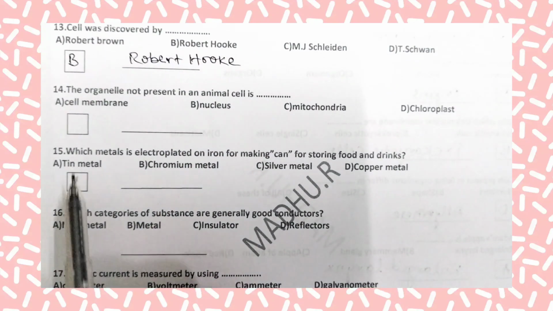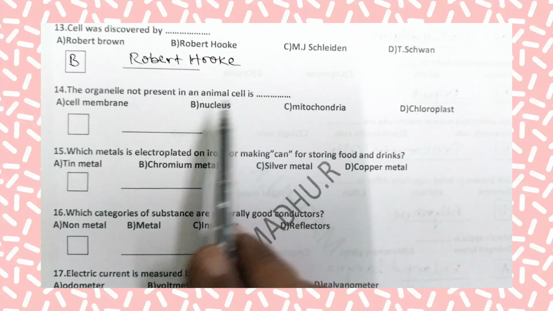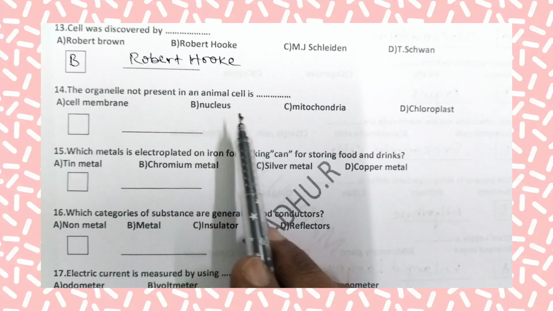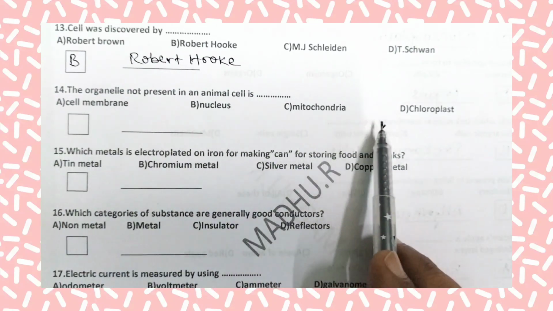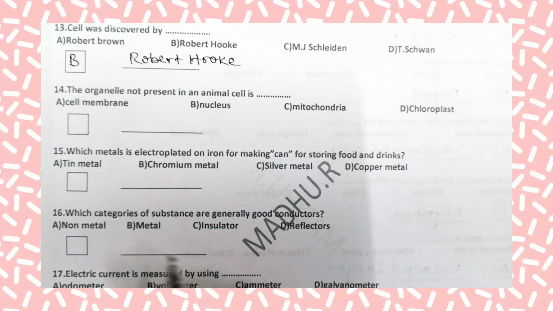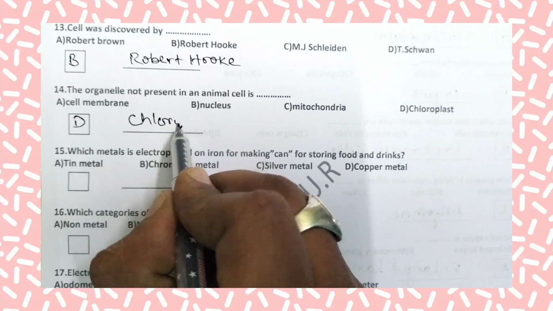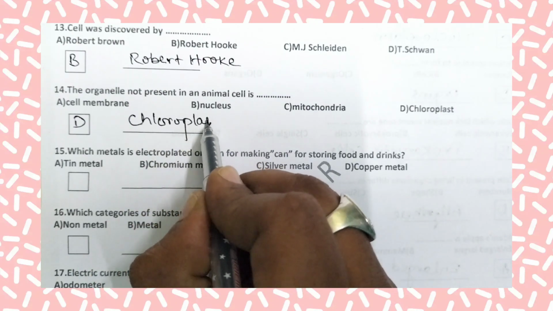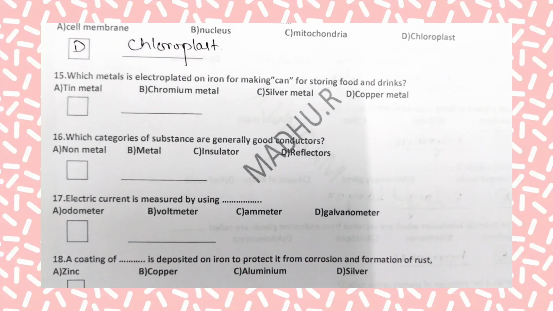Then coming to the 14th question. The organelle not present in an animal cell is cell membrane, nucleus, mitochondria, chloroplast. Among these, what is not present in the animal cell is option D, chloroplast. So chloroplast is not present in the animal cell. It is only present in plant cells.